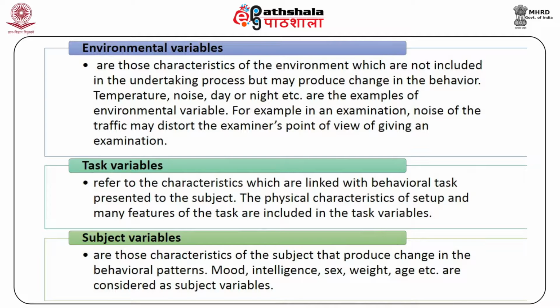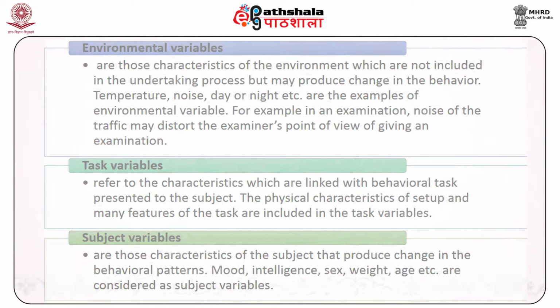Task variables. These variables refer to the characteristics which are linked with behavioral tasks presented to the subject. The physical characteristics of the setup and many features of the task are included in the task variable. Subject variables. Subject variables are those characteristics of the subject that produce change in the behavioral patterns. Mood, intelligence, sex, weight, age are considered some of the subject variables.